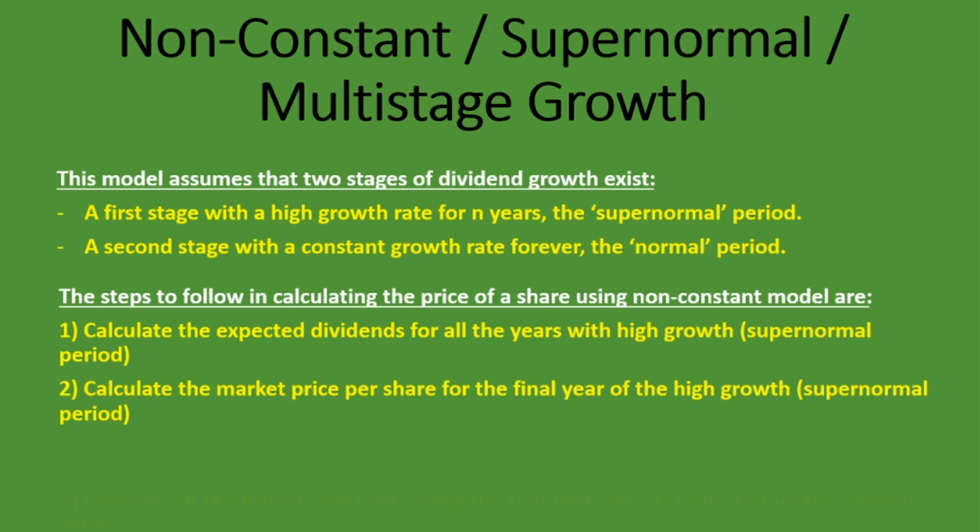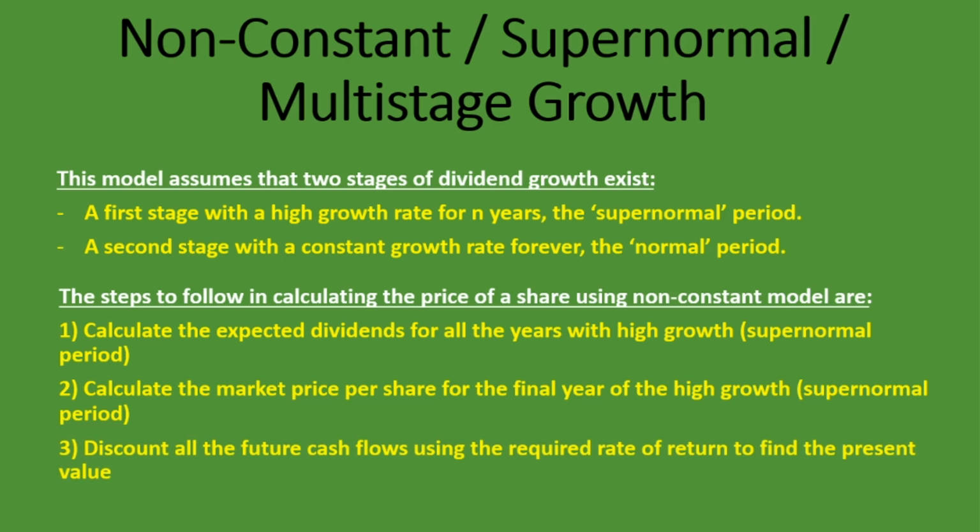And then the third thing that we do is to discount all the future cash flows using the required rate of return to find the present value. Okay, so we're going to use the return that the shareholders want to discount all the future cash flows to today. Remember, the first step, you would have calculated the expected dividends for all the years. So you'll discount all those dividends from year 1 to year 4 to year 0, and then you also discount the market price for the final year of the high growth to year 0. Okay, so we are discounting all the cash flows that we will have calculated in step 1 and step 2.